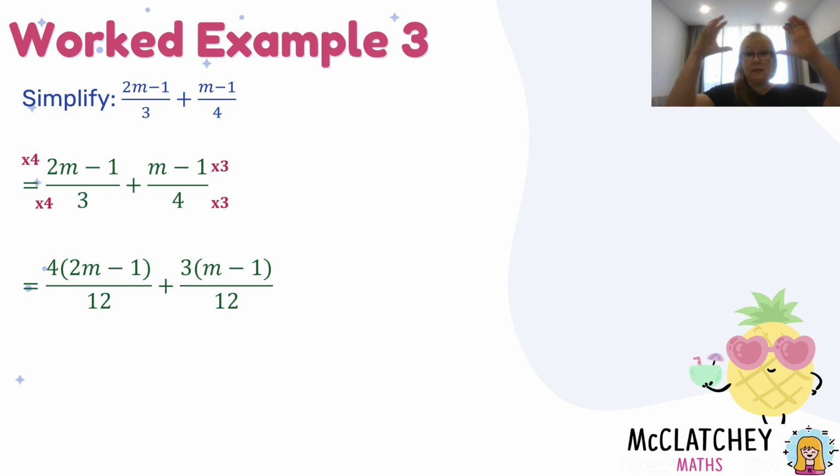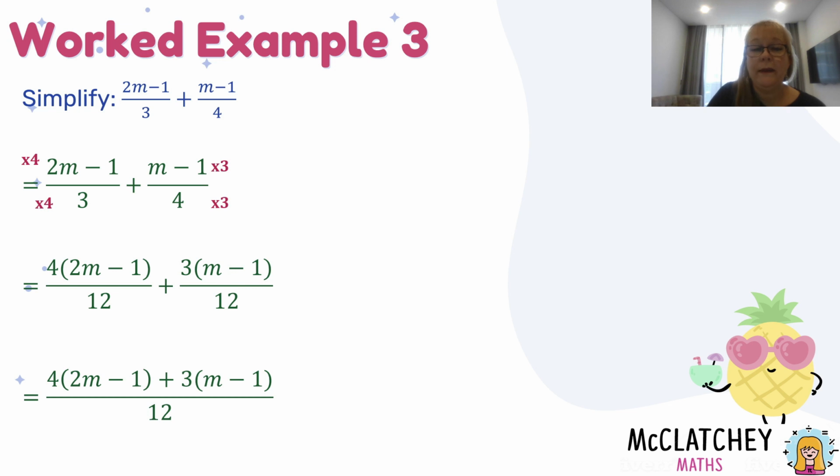We're going to bring the tops together now and have a single denominator of 12, so it'll be one big friendly fraction. And we're going to do what we did in our last example, we're going to expand those brackets. So 4 times 2m gives me 8m, 4 times negative 1 gives me negative 4, 3 times m gives me 3m, and 3 times negative 1 gives me negative 3.